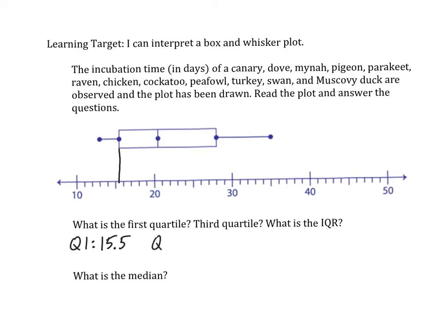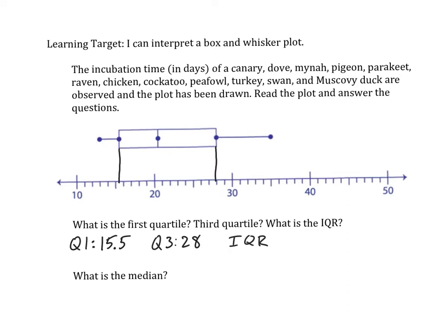Okay, then we'll look at the third quartile, Q3. Draw a line down here. That looks like that is going to be at 28. And then we want to find the IQR, which stands for the interquartile range.